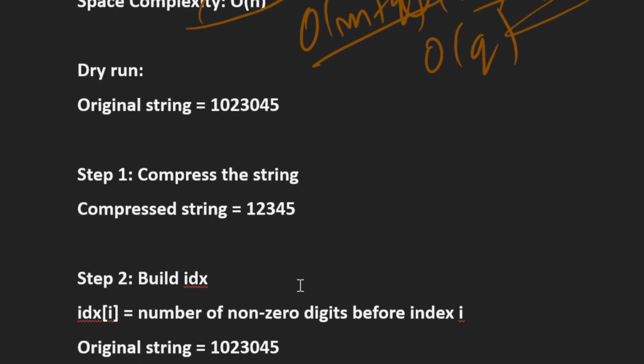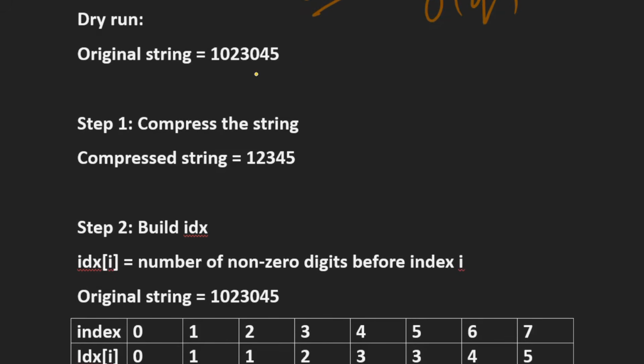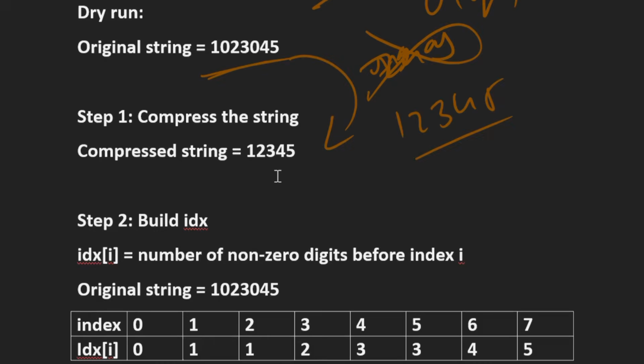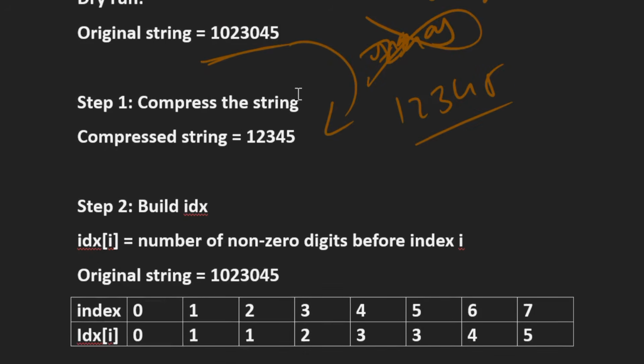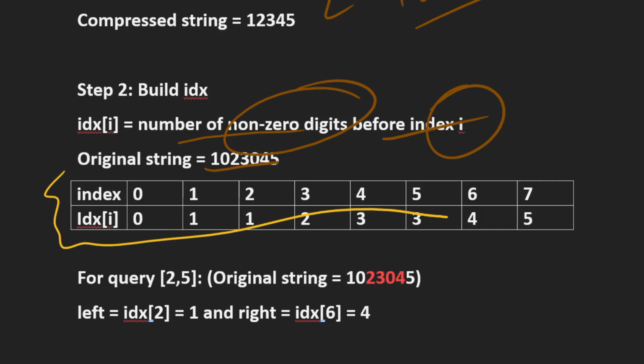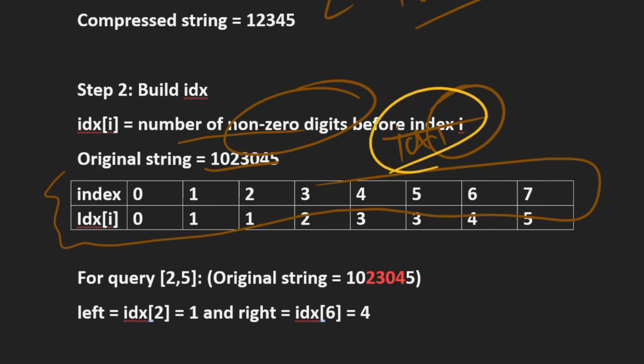Now we'll see the whole process with the help of an example. We have taken the same example which we discussed in the approach part. We have taken this original string, then the compressed string will be 1 2 3 4 5, which we get after removing all the zeros. After removing all the zeros, using the original string we build the index array. The index array will store the number of non-zero digits before the index I. So using this original string, we build the index array, right?